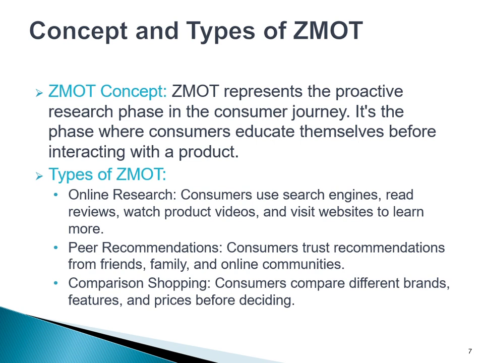So there are three types of Z-mod. Online research, where we follow the online reviews, search on Google, read the reviews, watch product videos, and visit the websites. Second is the peer recommendation, where you go for buying on the recommendation of well-known people like your friends, your family members, and online communities that you trust the most. And the third is comparison shopping, where the consumer compares different brand features and prices before deciding.